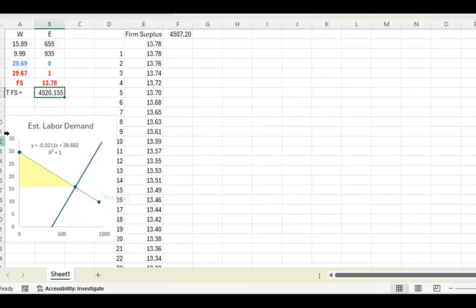Right? And you can see that the area of the triangle and the sum of the firm surplus for the first employee, the second employee, the third employee, out to the last employee hired, they're about the same, aren't they? They're roughly equal to each other. Now, we generally just use the area of the triangle, but I thought I'd show you this little trick that you can use, a data table. It's kind of slick, right?